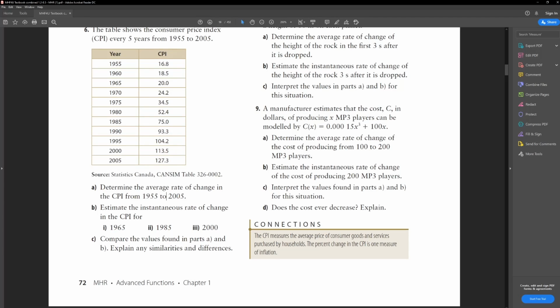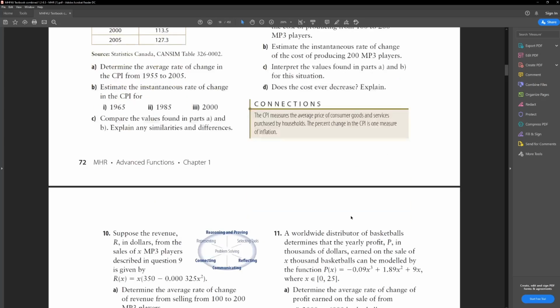Also, does the cost ever decrease? Actually we could determine that by simply looking at the equation. We see there's no negatives here, and we have a cubic. We can't have negative MP3 players. Therefore, our x values are always going to be greater than or equal to 0. If it is greater or equal to 0, we're always going to get a positive number times a positive number plus a positive number, which would always mean we are increasing. Therefore, no, we never decrease.